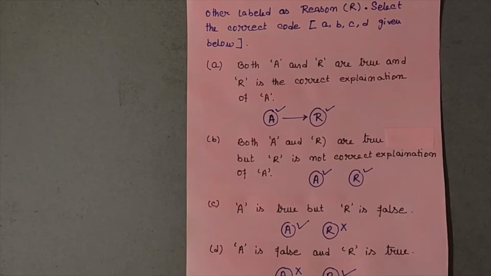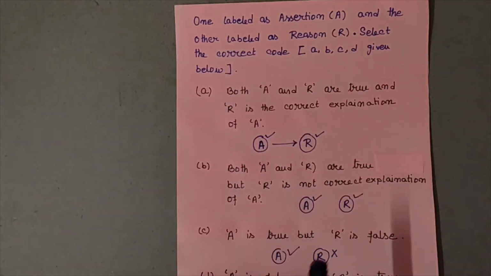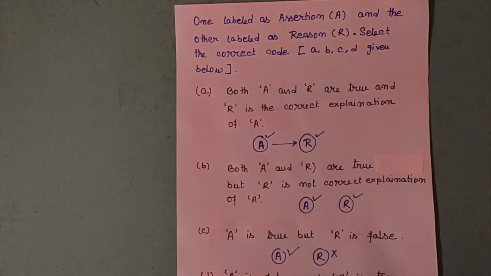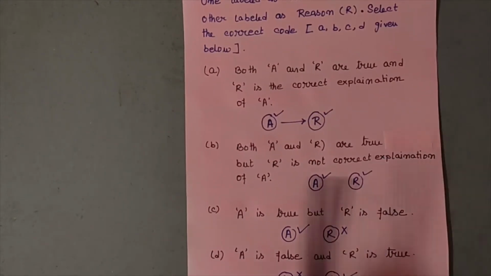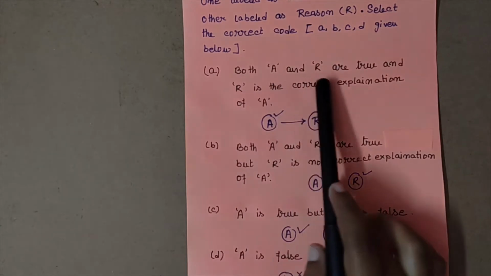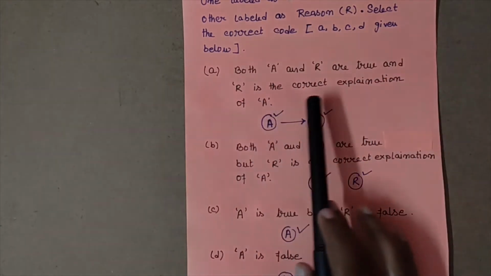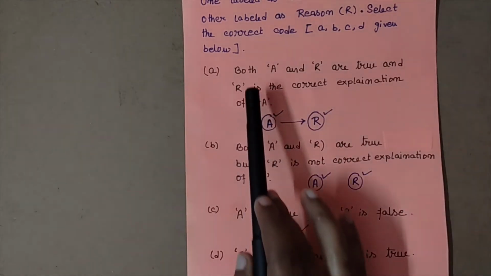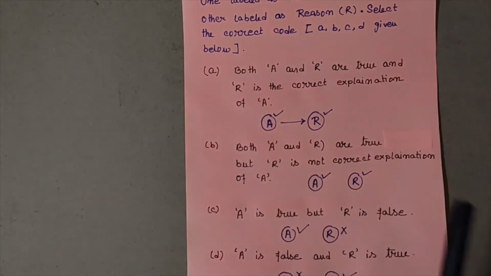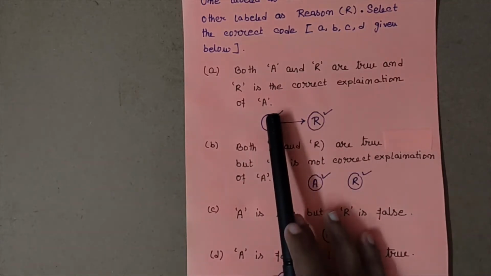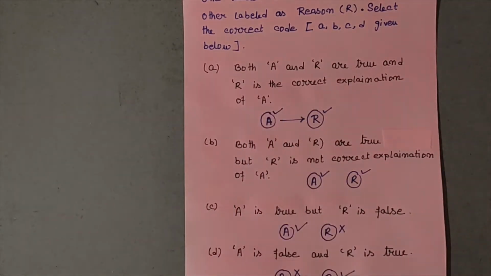Now the most important thing is how to choose which option is correct. The first statement will be labeled as the assertion, the second one as the reason. Now what is option A? Both assertion and reason are true, that means both the statements are correct, and R is the correct explanation of A. That means the reason given in the question paper is the correct explanation of that first statement, the assertion. So this is option A.